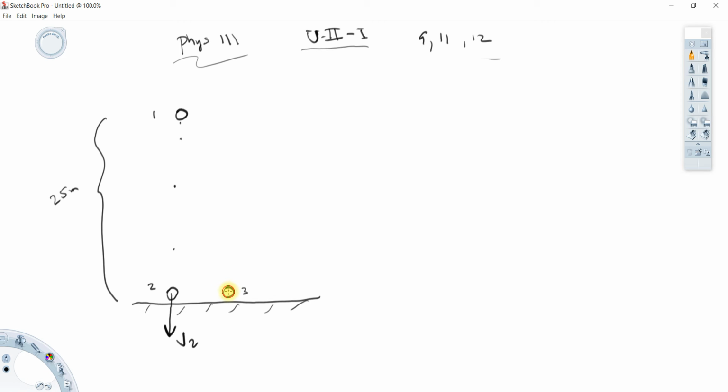This is right after it leaves the ground. It's going to be moving up now with some sort of speed here. We should call that like V3. And it reaches a height of 15 meters. So it ends up here. Keep in mind it's going to slow down. Right? And let's call this position 4. Now, the mass of the ball also given in the problem.